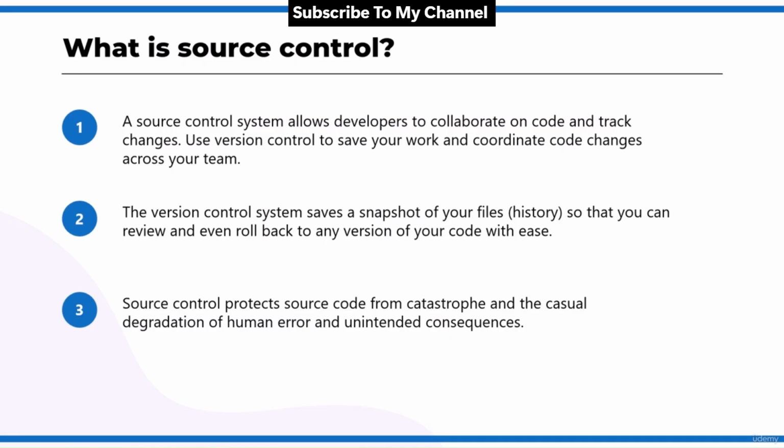The version control system saves a snapshot of your files, which we call history, so that you can review and even roll back to any version of your code with ease. It also helps you resolve conflicts when merging contributions from multiple sources. Source control protects your source code from catastrophic and casual degradation from human errors and unintended consequences, which can happen anytime in any project.